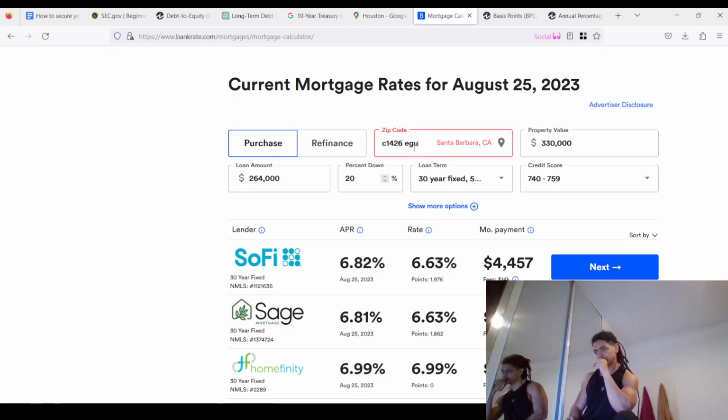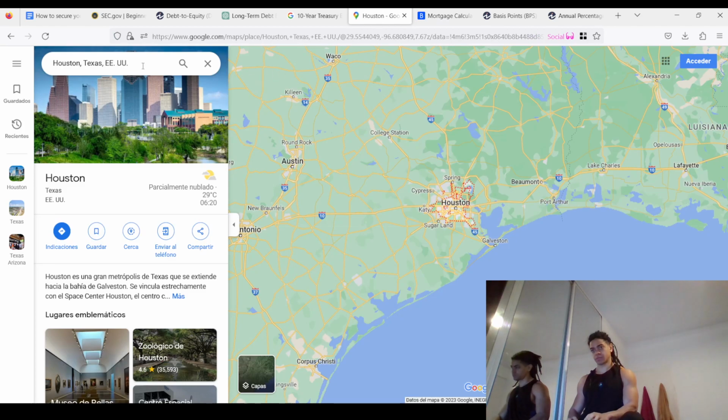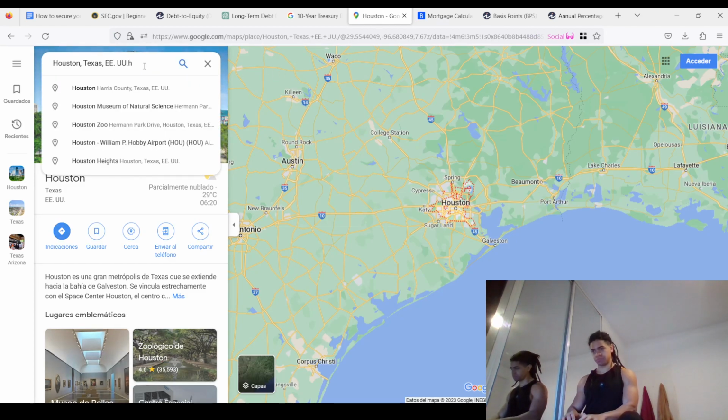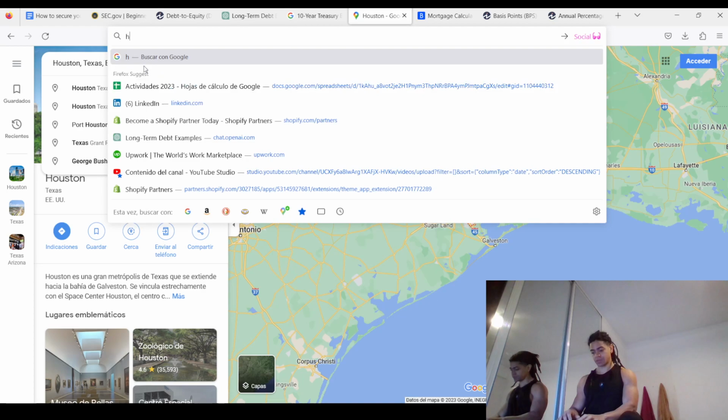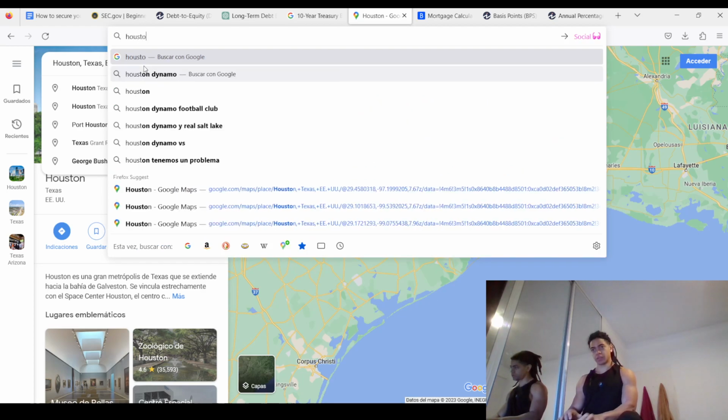Houston. Houston, Houston. Houston zip code.